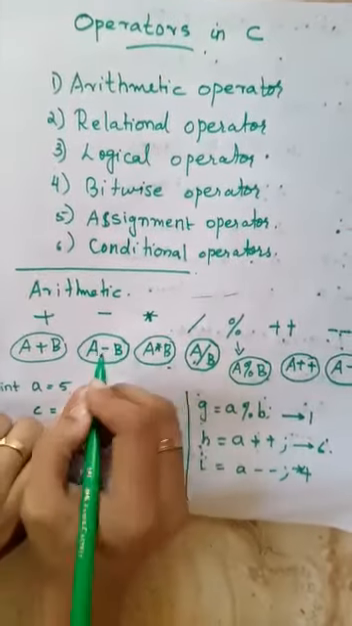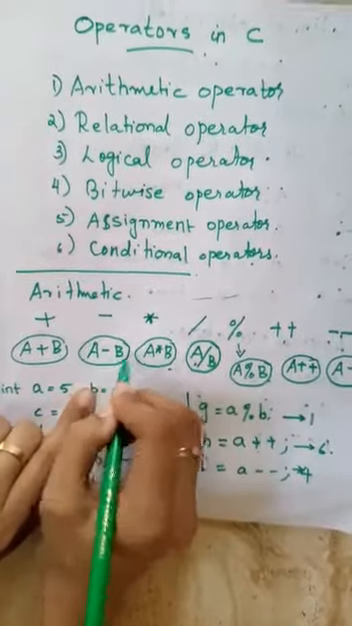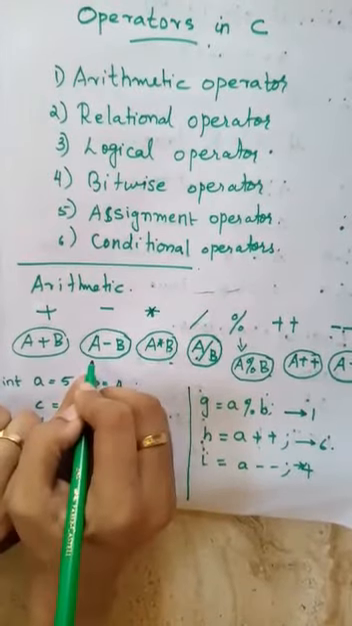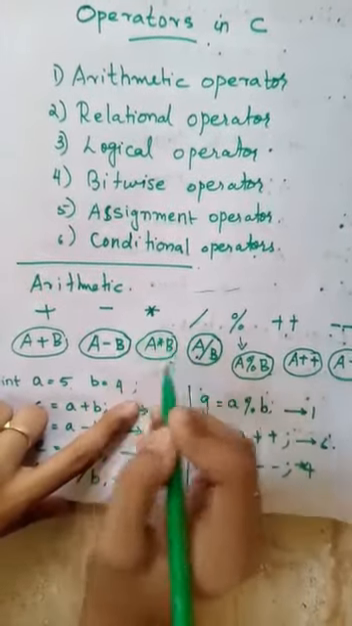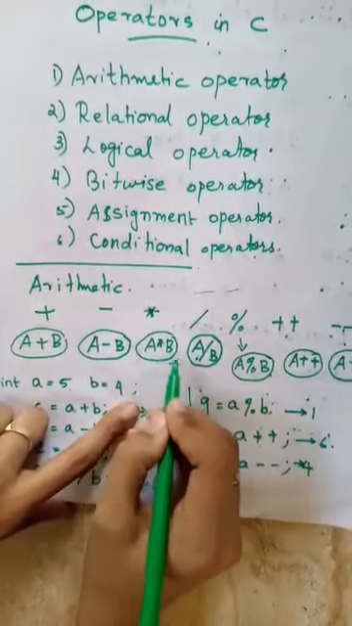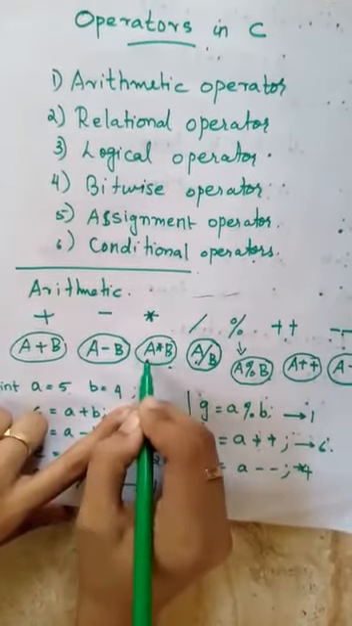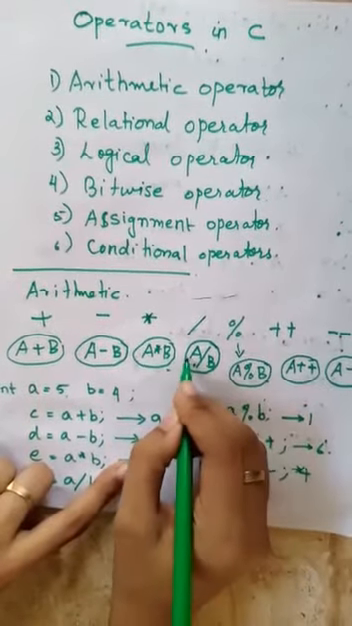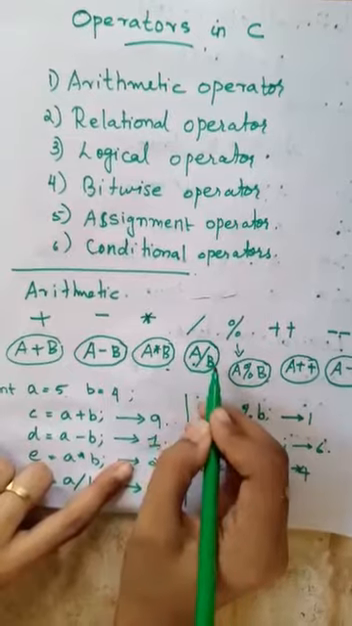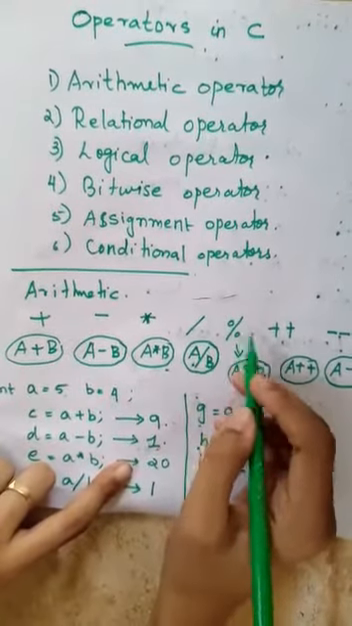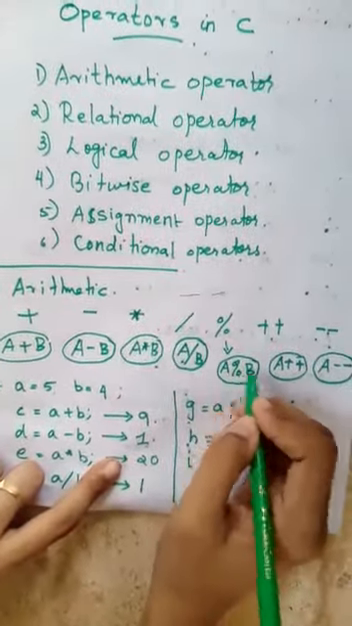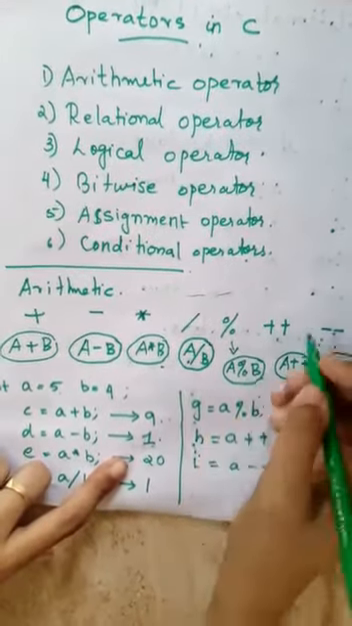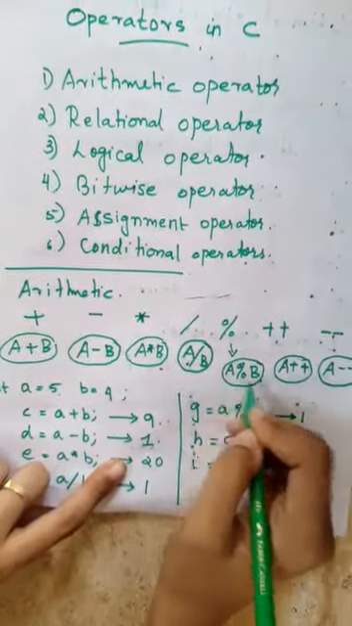Similarly, the minus sign is for subtraction. It subtracts the second operand from the first operand. And star is used for multiplication. So A star B will give the product of A and B. Then this division operator will give the quotient when A is divided by B. Then comes the modulus operator. It returns the remainder when A is divided by B, if A and B are two operands.